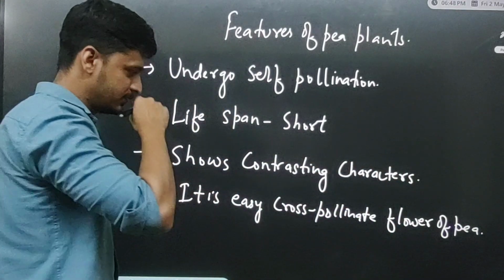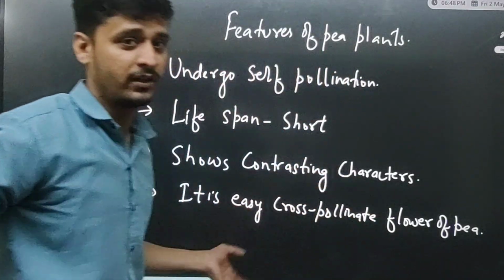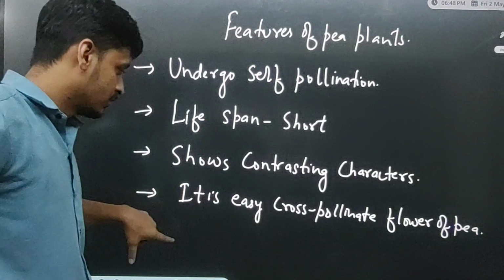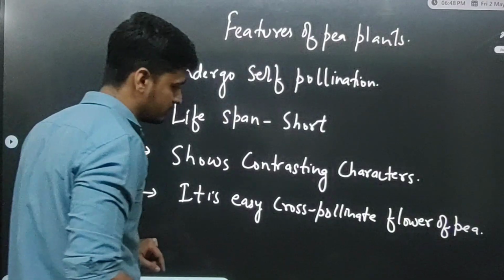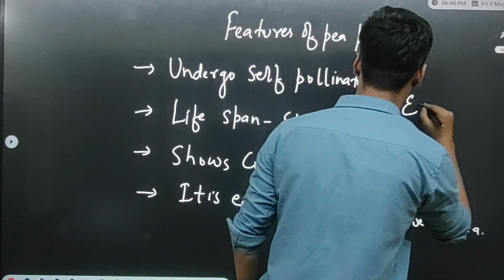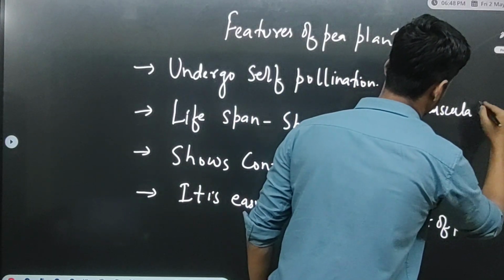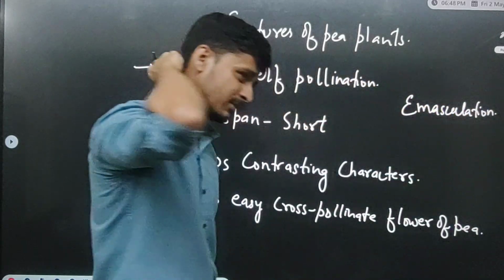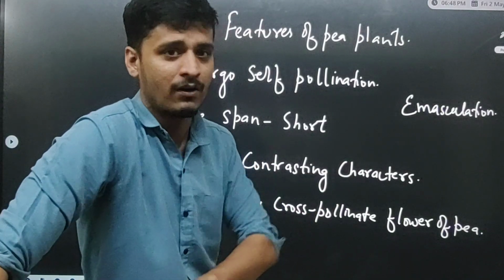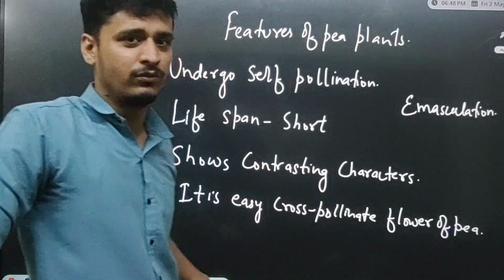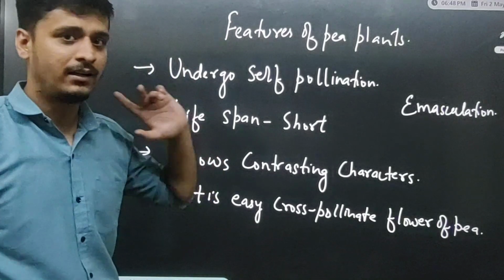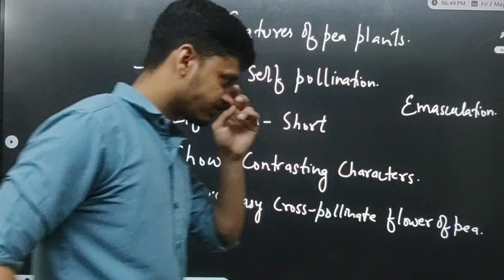So what methods did Mendel use to cross-pollinate the pea plant? Okay, we will discuss that. So Mendel used the emasculation process for cross-pollination of the pea plant. So what is the emasculation process? Emasculation is the removal of either the male part of the plant, that is the anther, or the female part of the plant from the flower, okay, that is style, stigma and ovary. So either the male part is removed from the flower or the female part is removed from the flower. That process is known as emasculation.